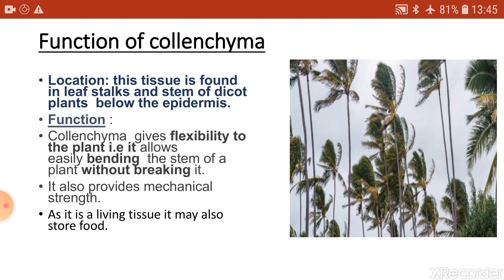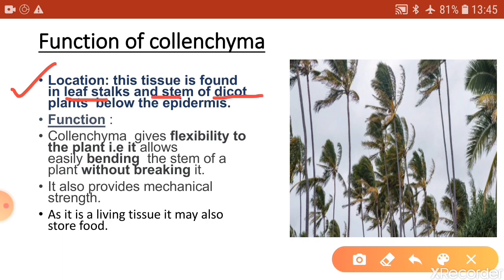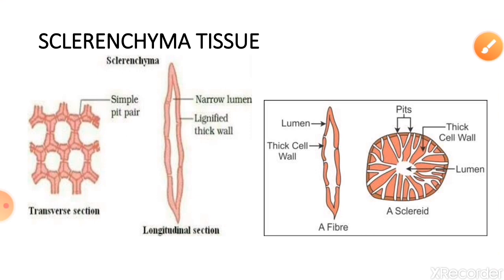Since collenchyma is a living tissue, it may also store food, and if collenchymatous cells have chloroplast, they may also prepare food. Now coming to the location of collenchyma, the collenchyma tissue is found in the leaf stalk and stem of dicot plants, only in dicot plants, below the epidermis. The epidermis is the outermost covering of the plant body, and just below the epidermis of the dicot stem and in the midrib of the leaf stalk you find this collenchyma tissue present. Okay, so that's the location.